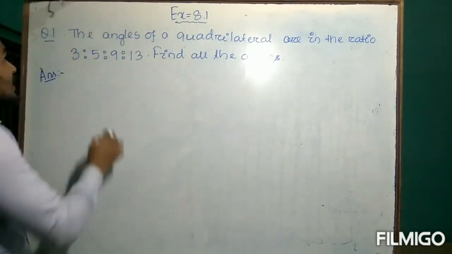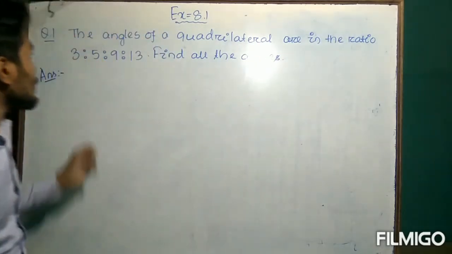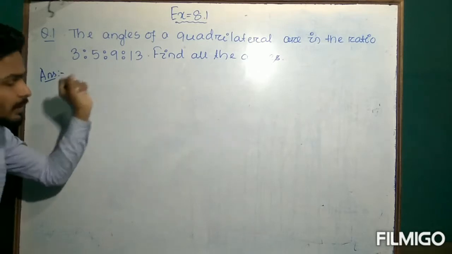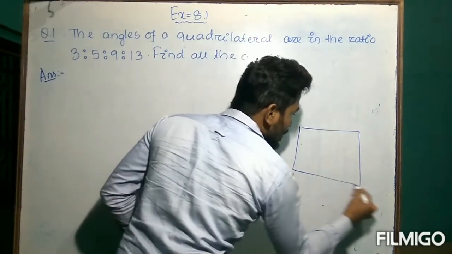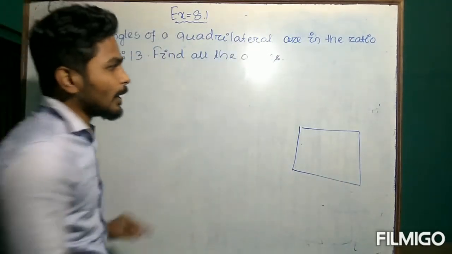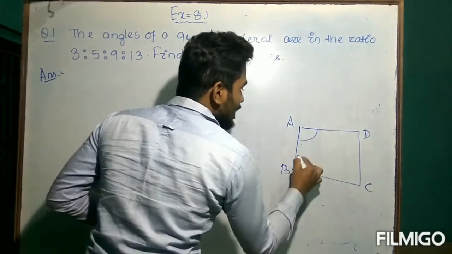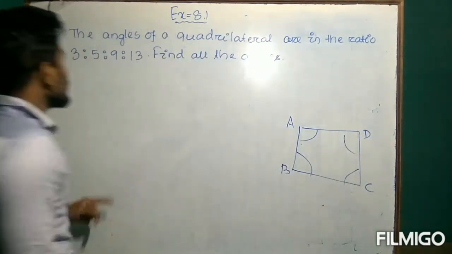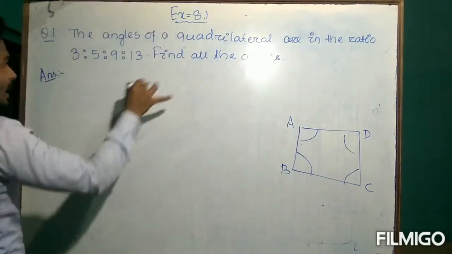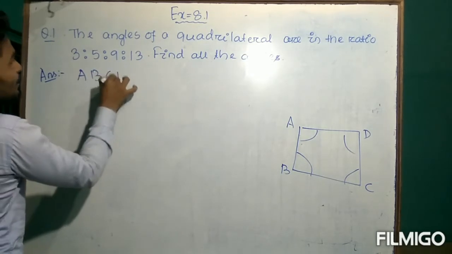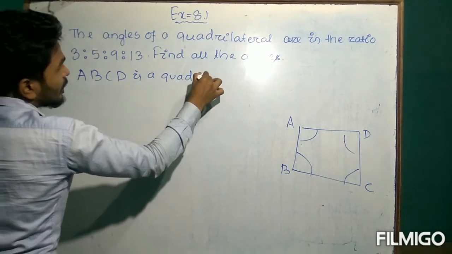The question is: the angles of a quadrilateral are in the ratio 3:5:9:13. It is given that there is a quadrilateral. It is not given which type of quadrilateral it is. Simply it is a quadrilateral ABCD, and its four angles are in the ratio 3:5:9:13. So let ABCD be a quadrilateral.